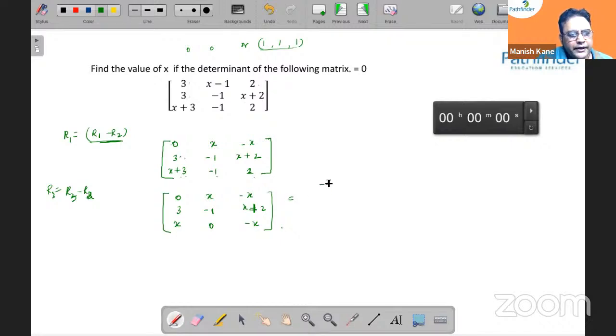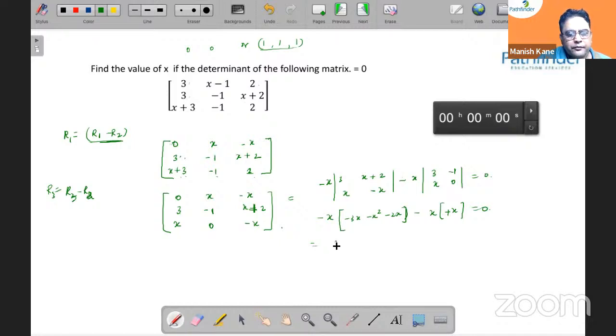So minus x into the determinant, into the minor, 3, x plus 2, x and minus x. And again, this is a minus x into the minor of minus x, 3, minus 1, x and 0. This should be equal to 0. What do you get here? 3 minus x into minus 3x minus x square minus 2x. And here you get minus of minus x is plus x, equal to 0.